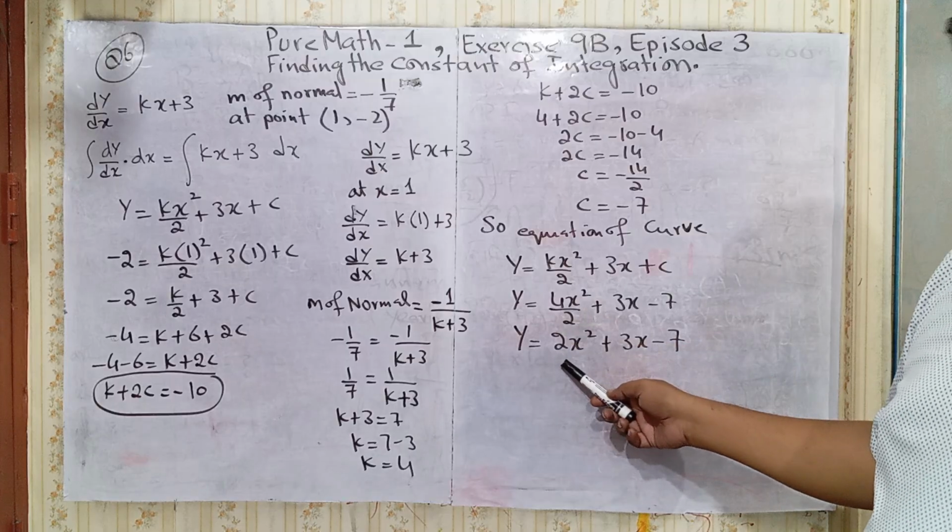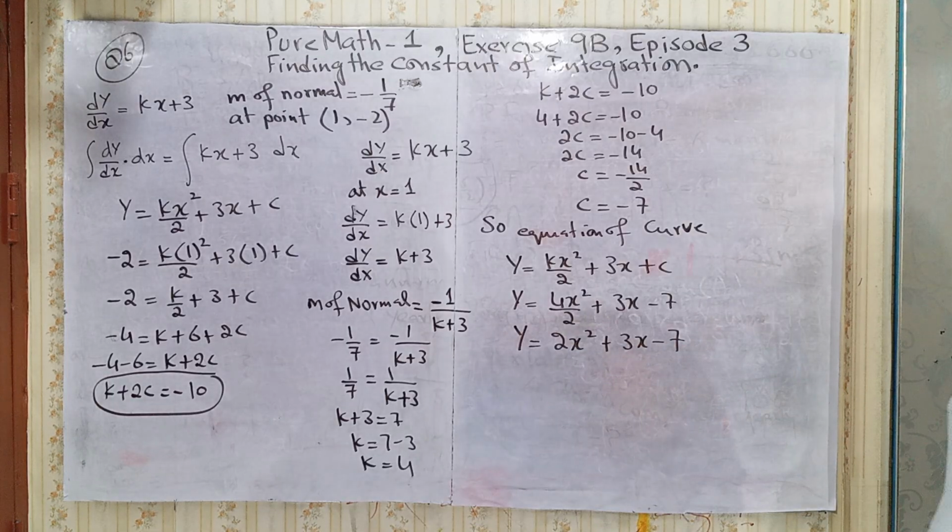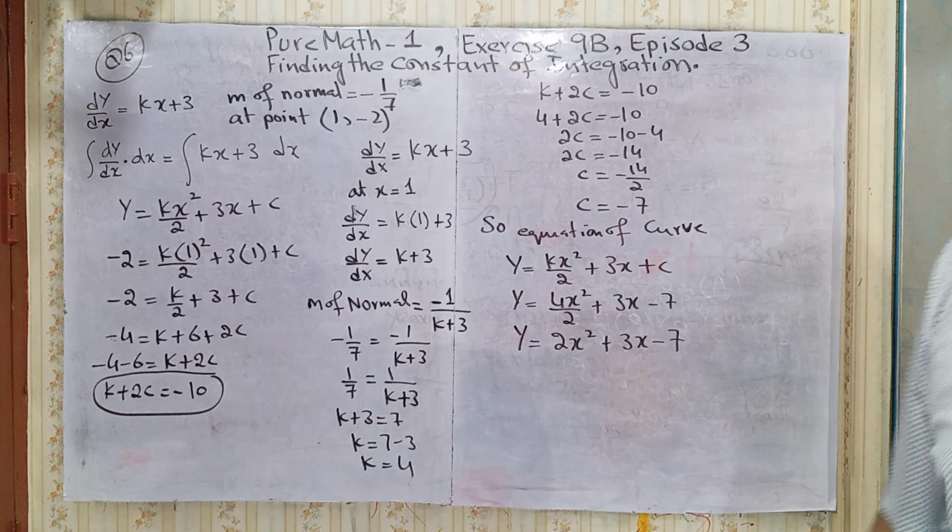This 2 and this 4 will be simplified. So you will have 2y equals 2x squared plus 3x minus 7. This is how you will find the equation of this.